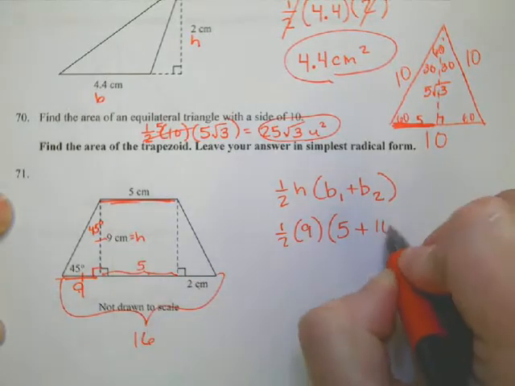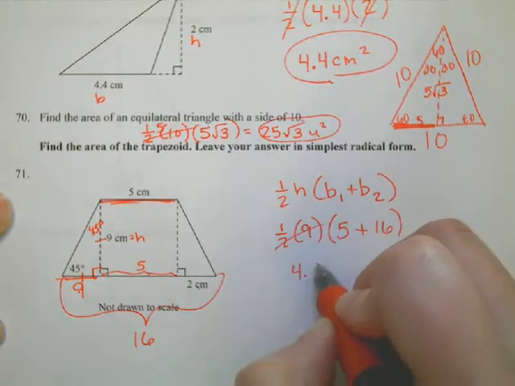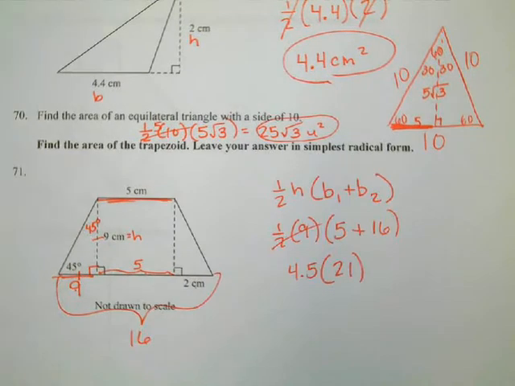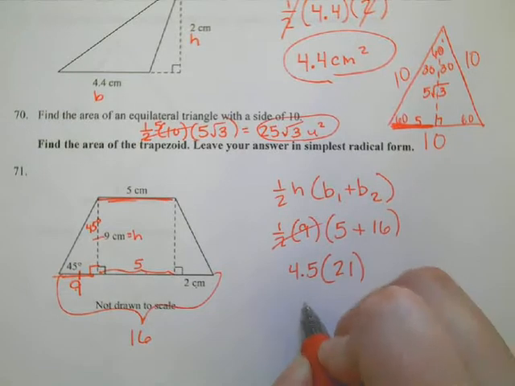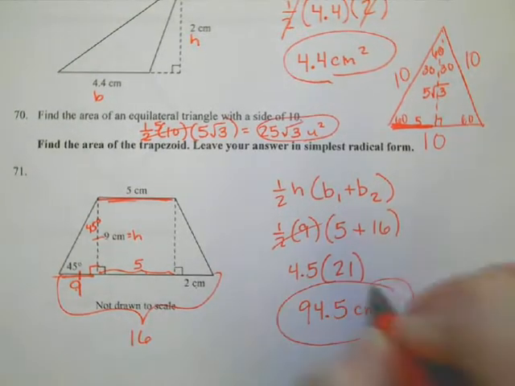Okay, so then I'm just simplifying here. I've got half of 9, which is 4.5. And I'm multiplying that times 5 plus 16, which is 21. So, I've got 4.5 times 21, which gives me 94.5 centimeters squared because we are still working with inches. Alright?